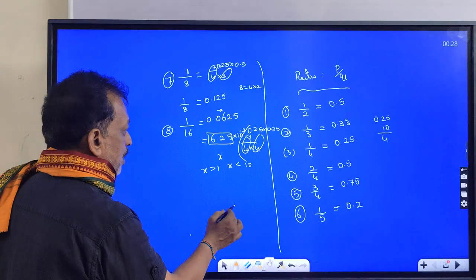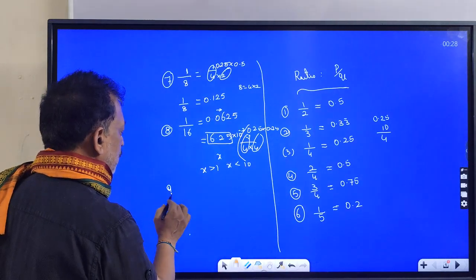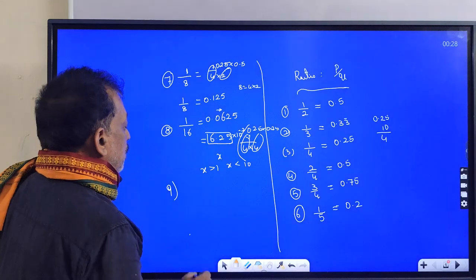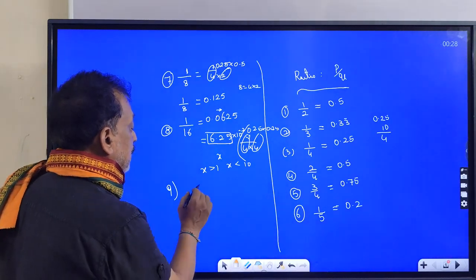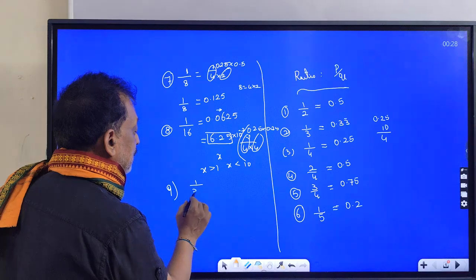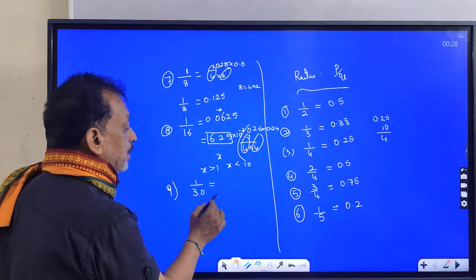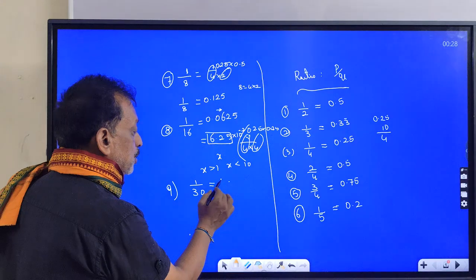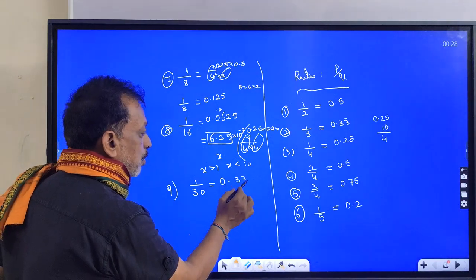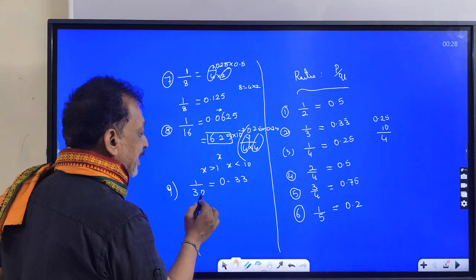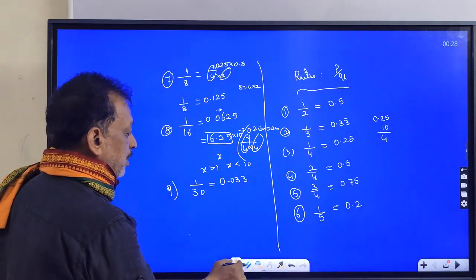Now go to the next number calculation. Suppose now, sir, your calculation is 1 by 30. 1 by 30, what to do? First you can go with the 1 by 3. 1 by 3 is how much? 0.33, 33 with a bar you can put, no problem. So by 10 is there, then I can put 0 here. So immediately you can do this.